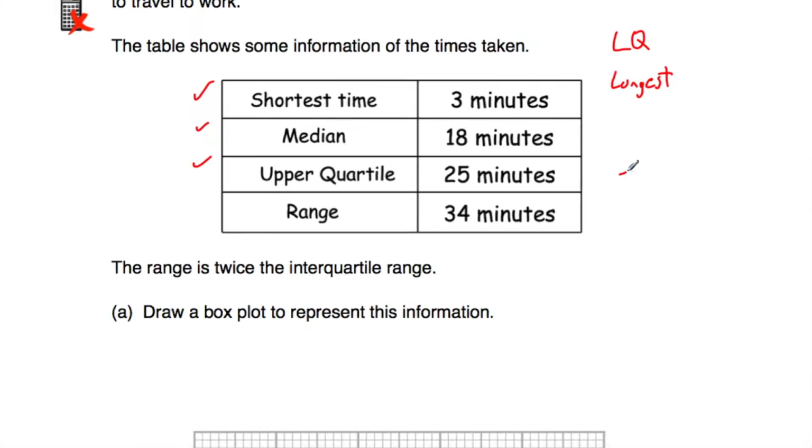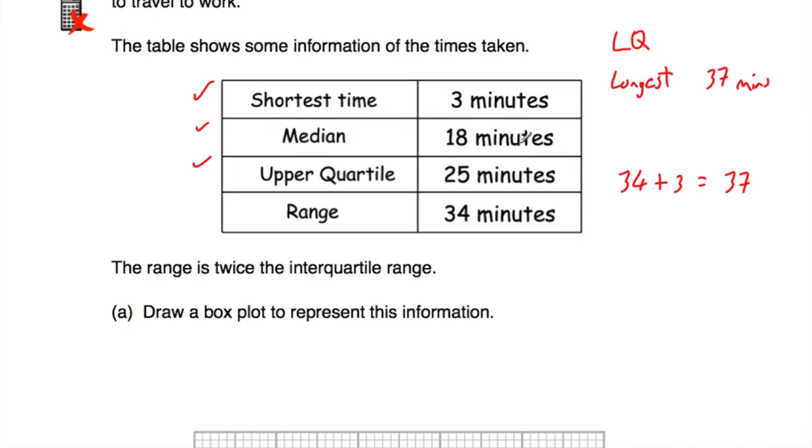So if we take the range, which is 34, and we add on the shortest, which is 3, 34 plus 3 is equal to 37. So that means the longest amount of time taken by an employee to get to work is 37 minutes. And let's just check that. 37 take away 3 is 34. So that's fantastic. Okay, so now we've found the longest amount of time it takes to get to work. Now let's find the lower quartile.